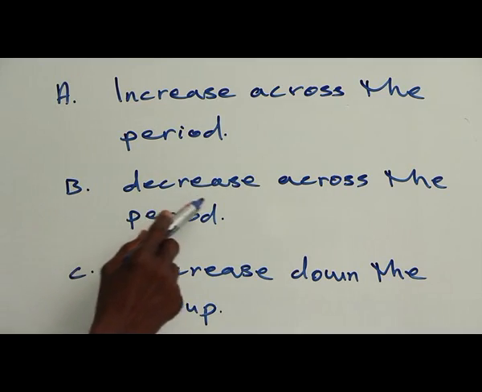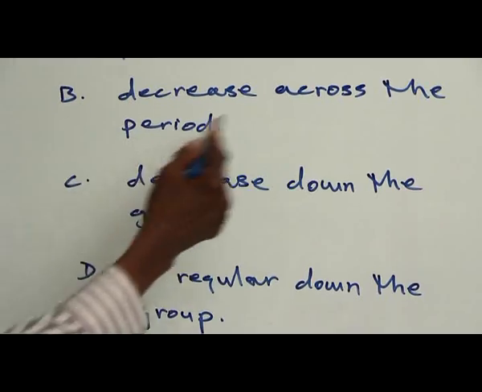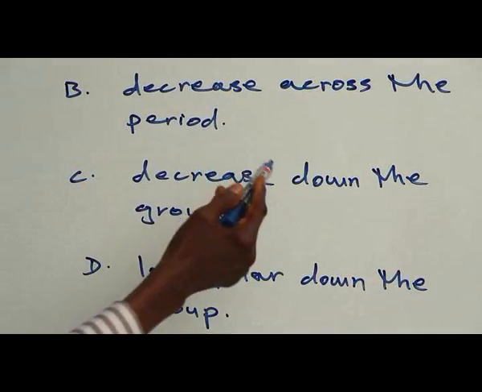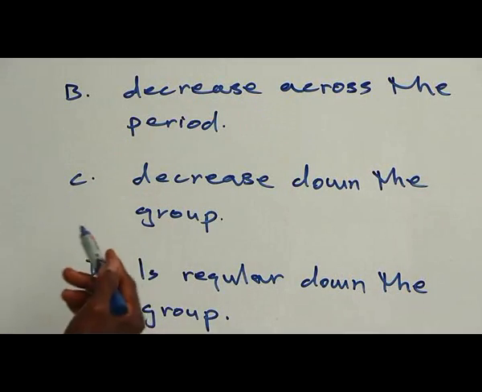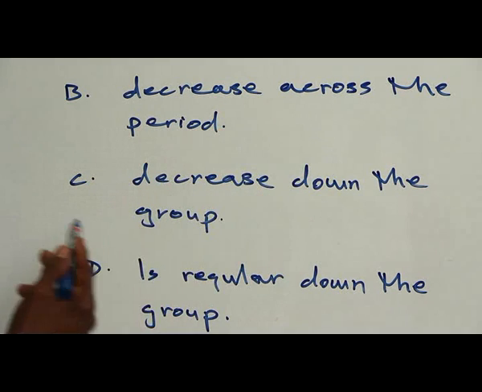B, decreases across the period. Yes, as you go across the period, the effective nuclear charge increases. That is, the force trying to attract the electrons to the shell increases. And consequently, the atomic size decreases across the period.